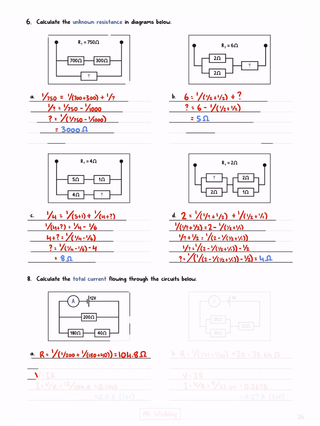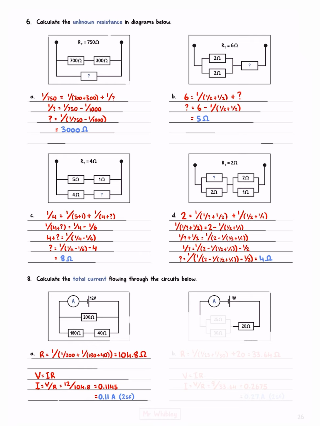Now we know that V is equal to IR, which means that I is equal to V over R. We know that our voltage is 12. We just found our resistance, which gives us 0.1145 or 0.11 amps to two significant figures. In our next circuit, we have our unknown ammeter, our 9 volt source. This is in series with a 20 ohm resistor and a 25 and 30 ohm resistor in parallel.